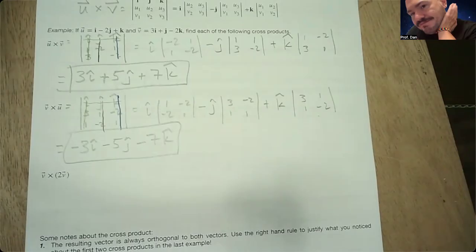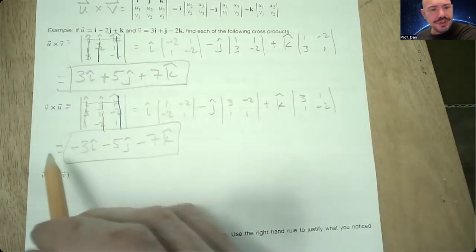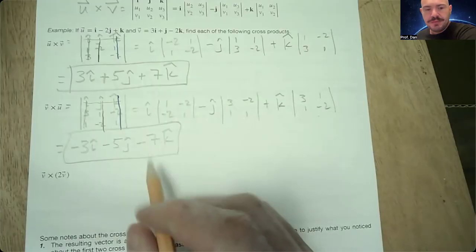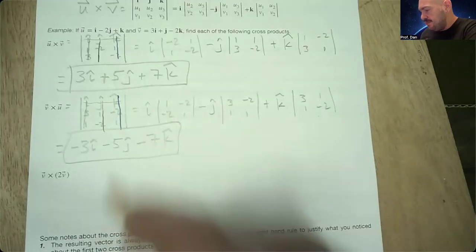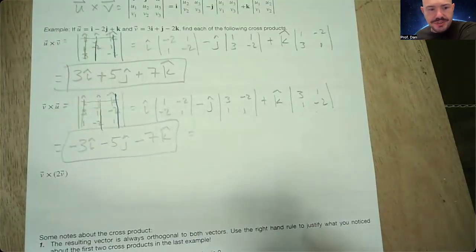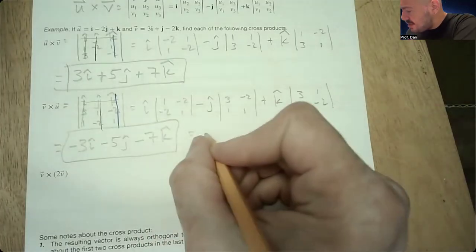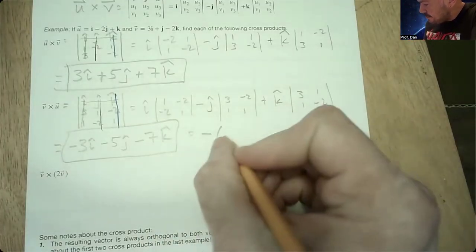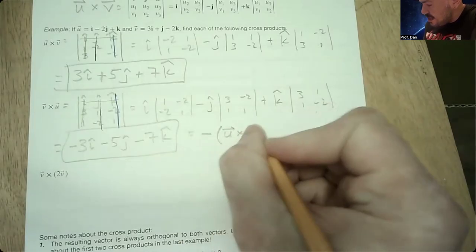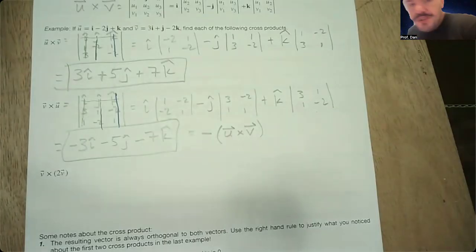What do you notice? I notice that this vector is essentially this one, but with all of the signs flipped. It's actually a property, right? So anytime that we flip the order of a cross product, the result is just the negative of what we would have got. So this is really just the negative of u cross v. And it's a pretty neat property.